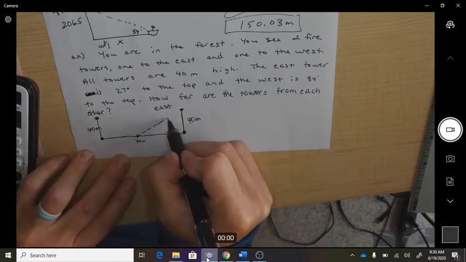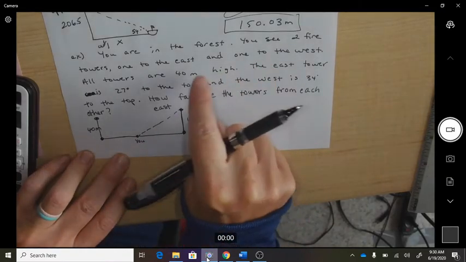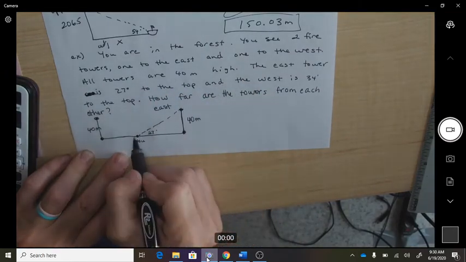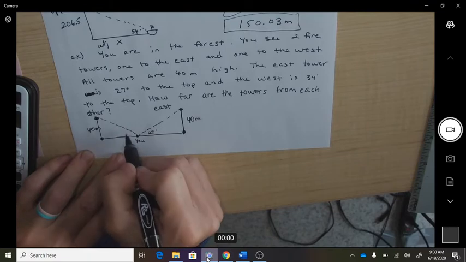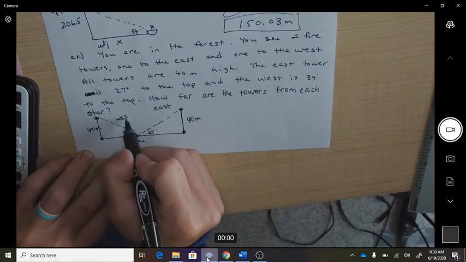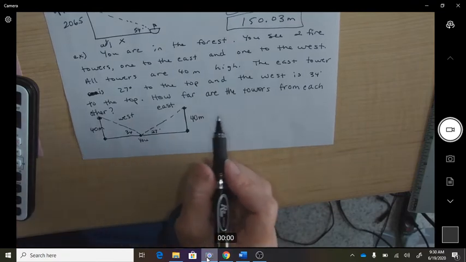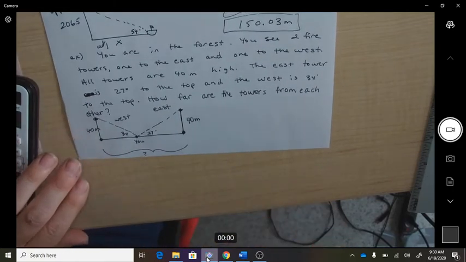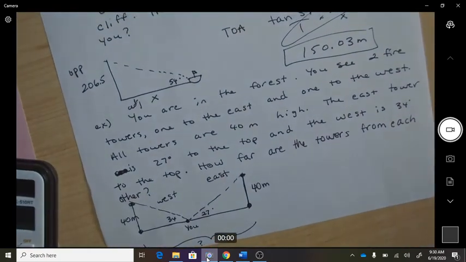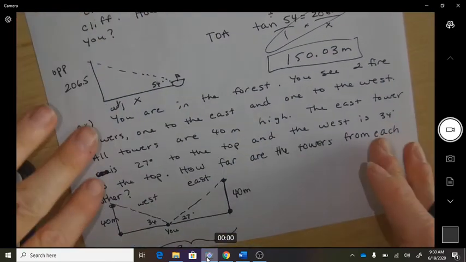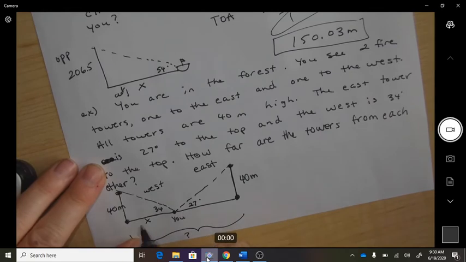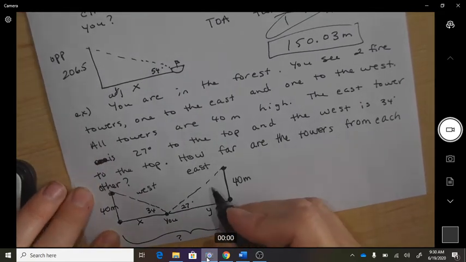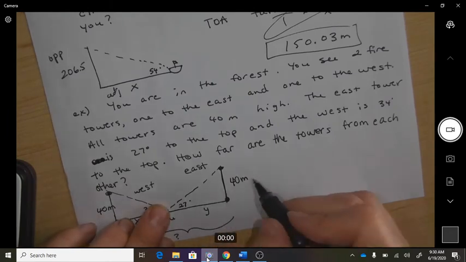So what do you know when you look up to the one on the east? It's 27 degrees. And on the west, when you look up, it's 34 degrees. So how far are the towers from each other? That's what you're finding. Okay, so what my strategy might be is to find this piece and this piece, and then I would add them together. Okay, so let's do this one.